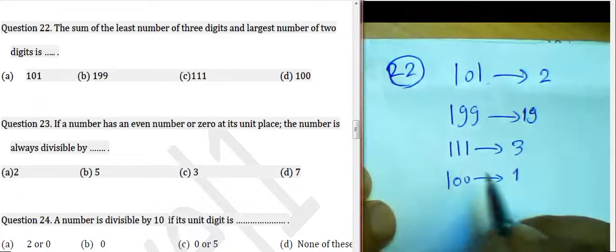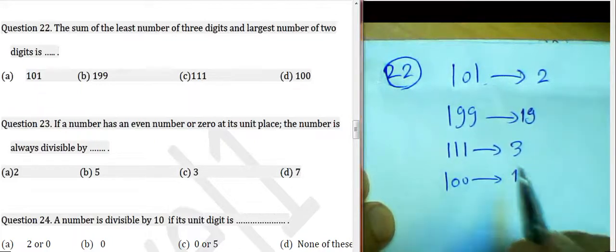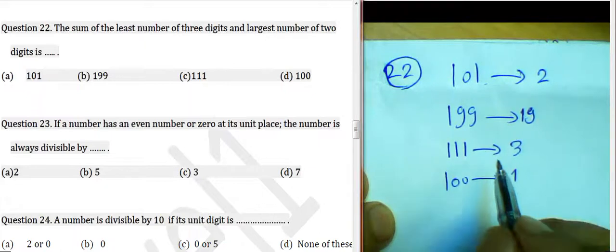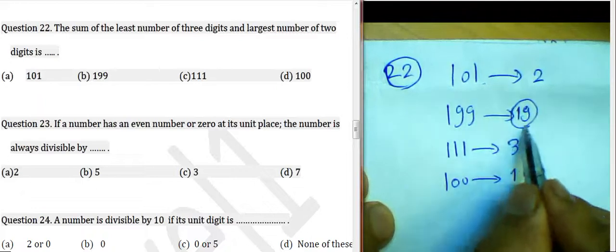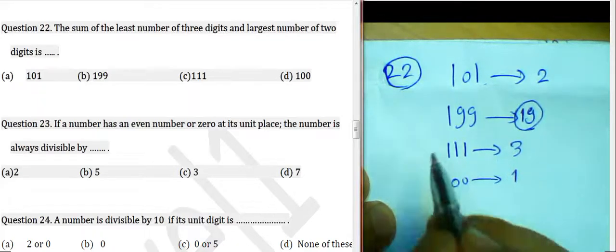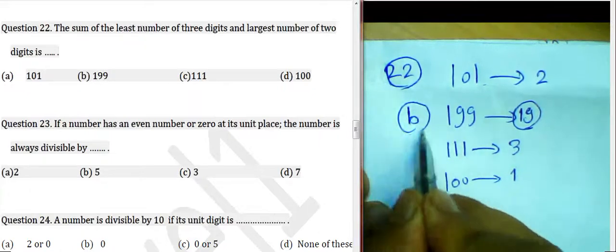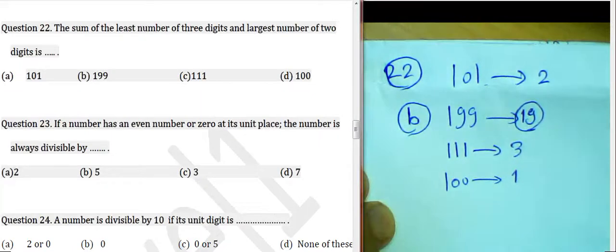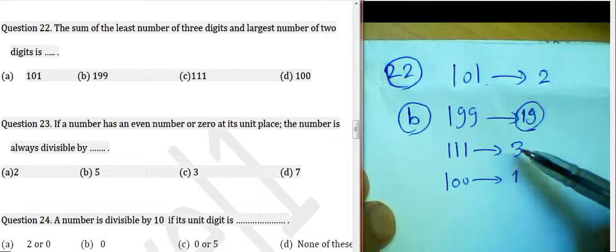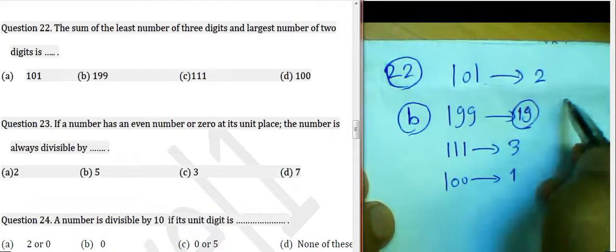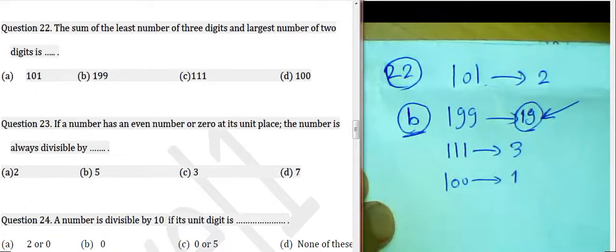He asked about what? The sum of the least number of 3 digits and the largest number of 2 digits. The largest number of 2 digits is 19. So we must choose letter B. The result will be 19. 19 is the largest number of two digits, among 2, 3, and 1. We have 19 only. So we must choose letter B.